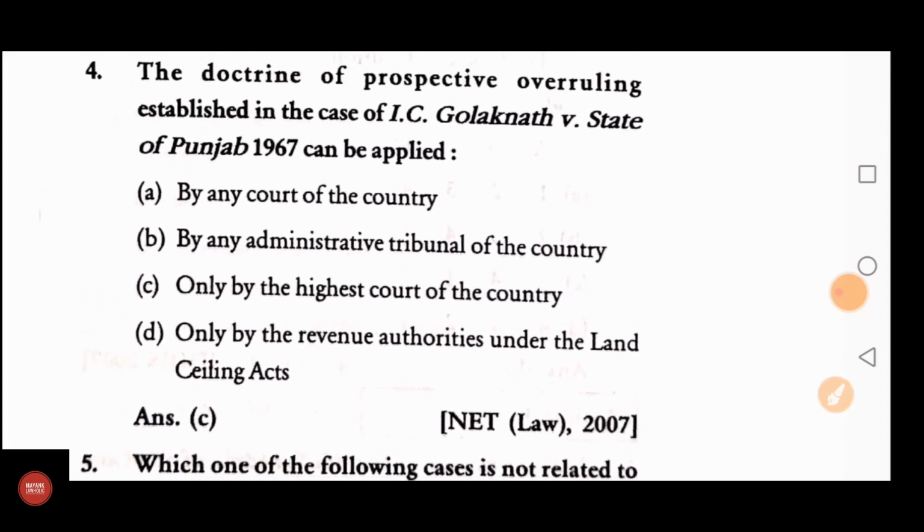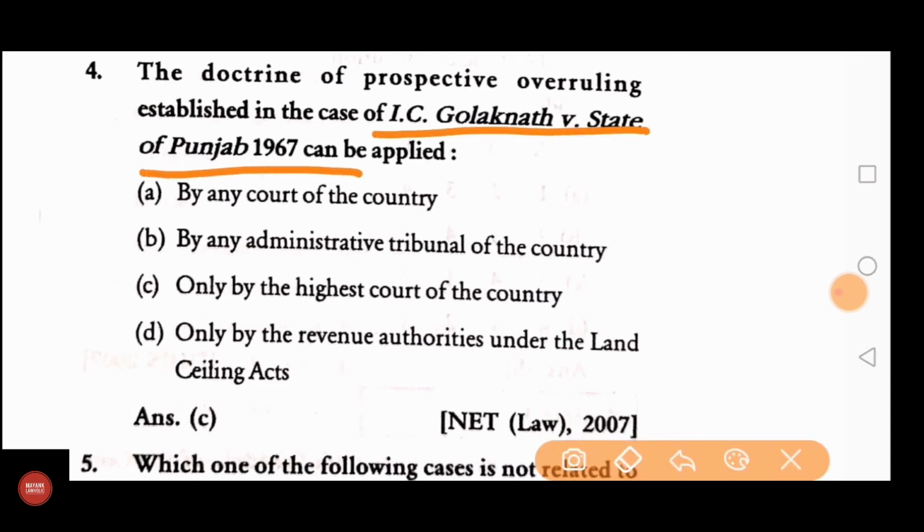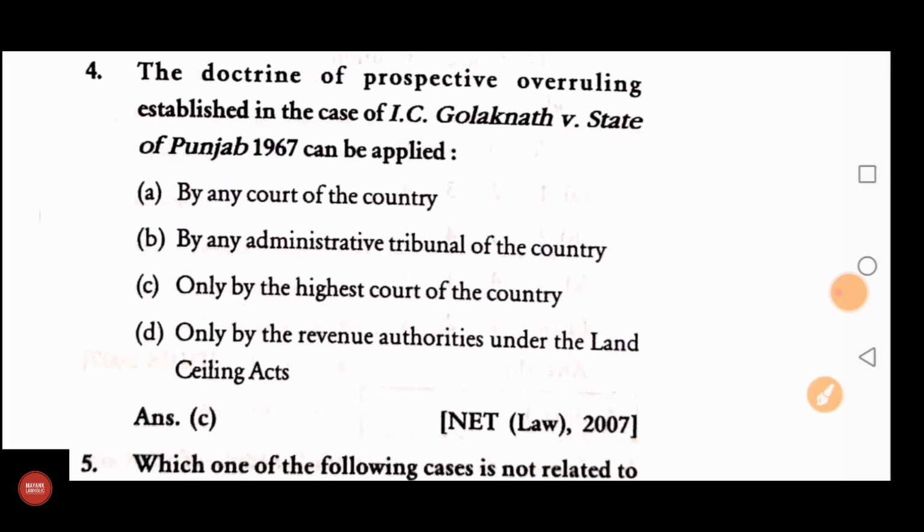Question number 4. The doctrine of prospective overruling established in the case of I.C. Golaknath versus State of Punjab 1967 can be applied: option A, by any court of the country; option B, by any administrative tribunal of the country; option C, only by the highest court of the country; option D, only by the revenue authorities under the Land Ceilings Act. The correct answer is option C, only by the highest court of the country.